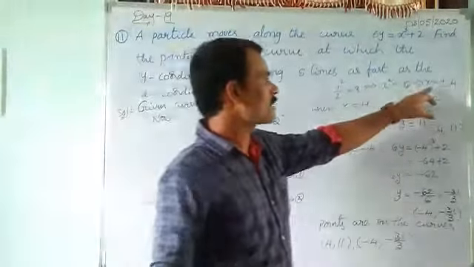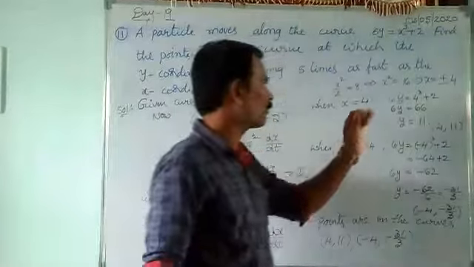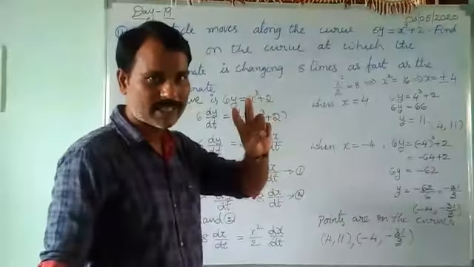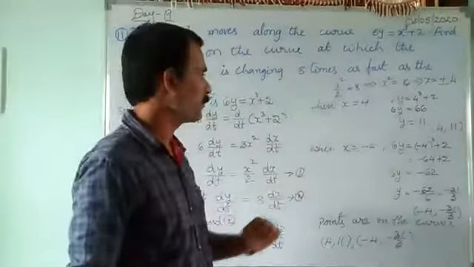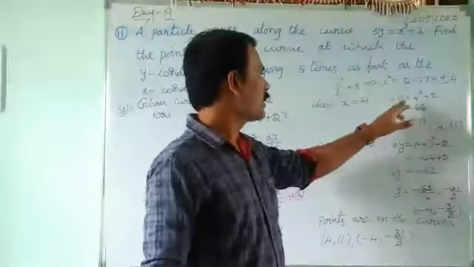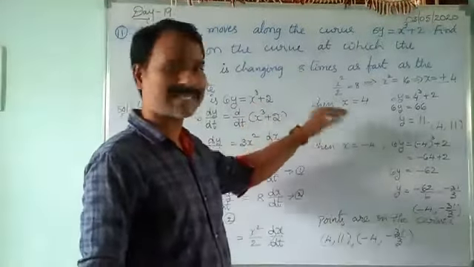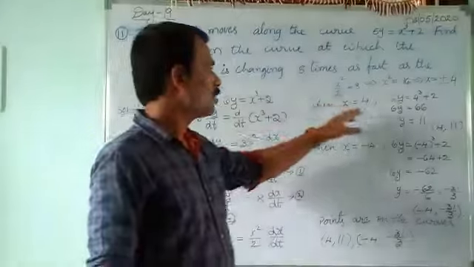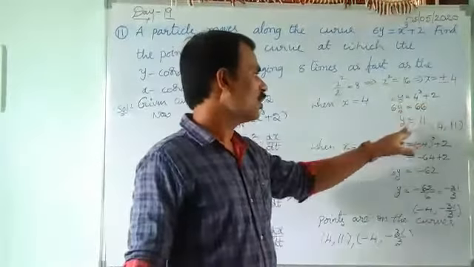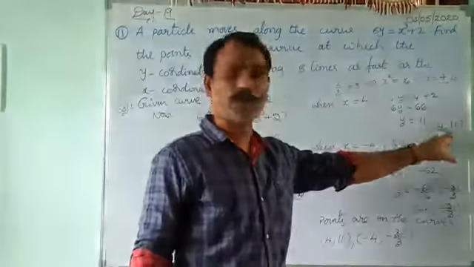X square equal to 16. X is equal to plus or minus 4. Now we have two x values, plus 4 and minus 4. When x equal to 4, substitute in the given curve, because definitely x satisfies the given curve. So 6y equal to 4 cube plus 2. Y is equal to 11. Now your point is 4, 11.